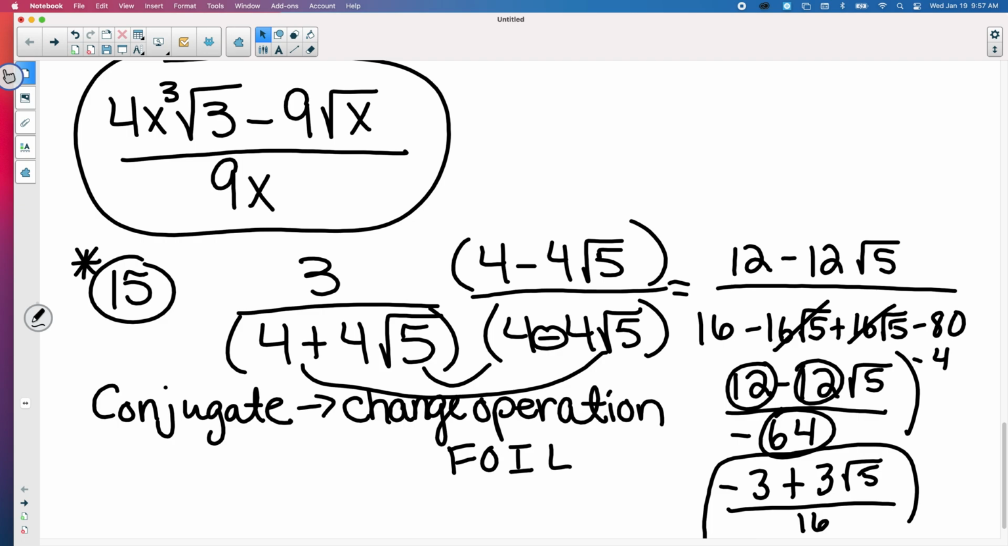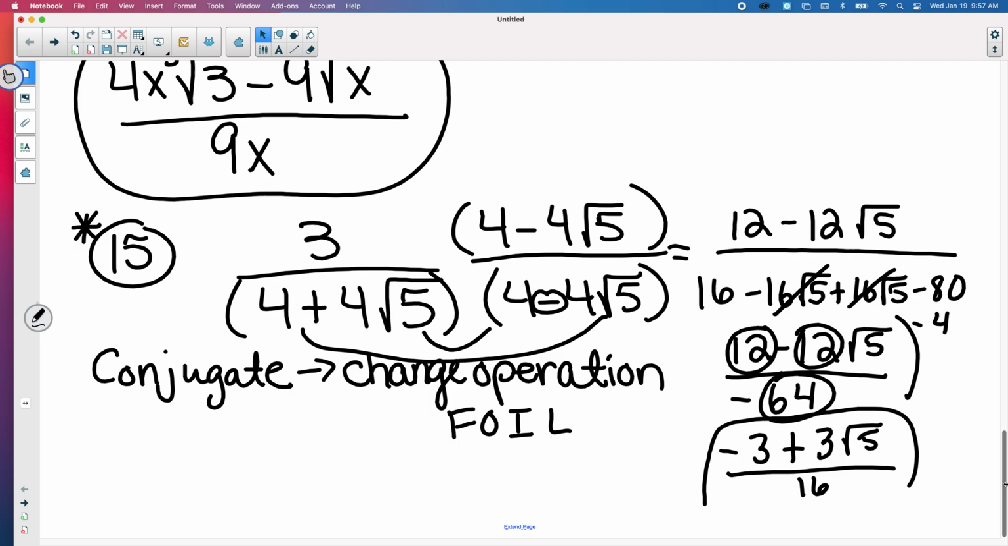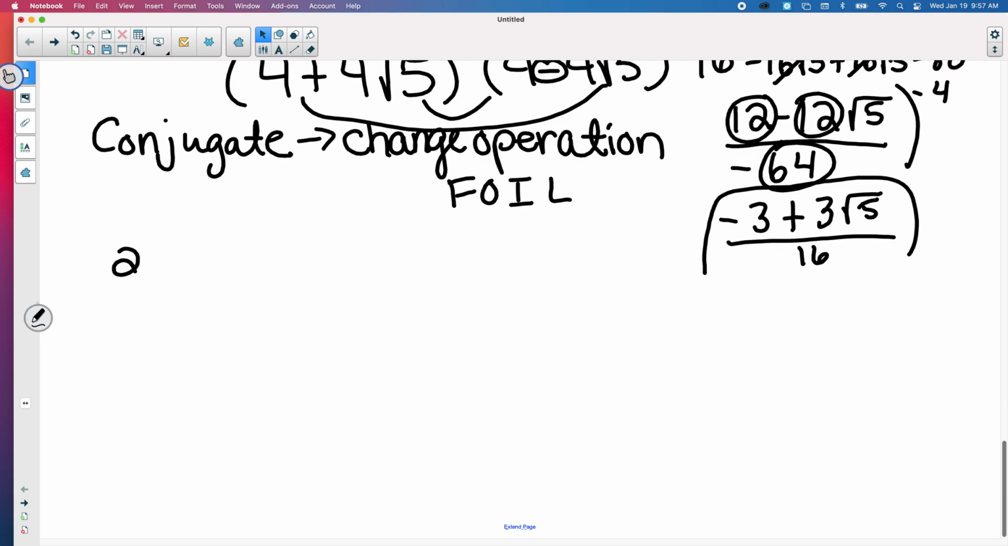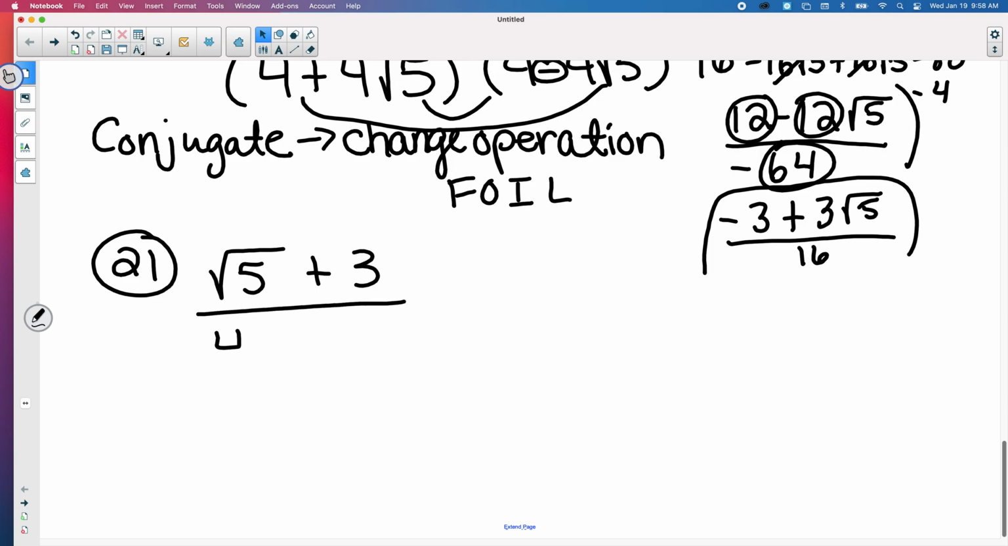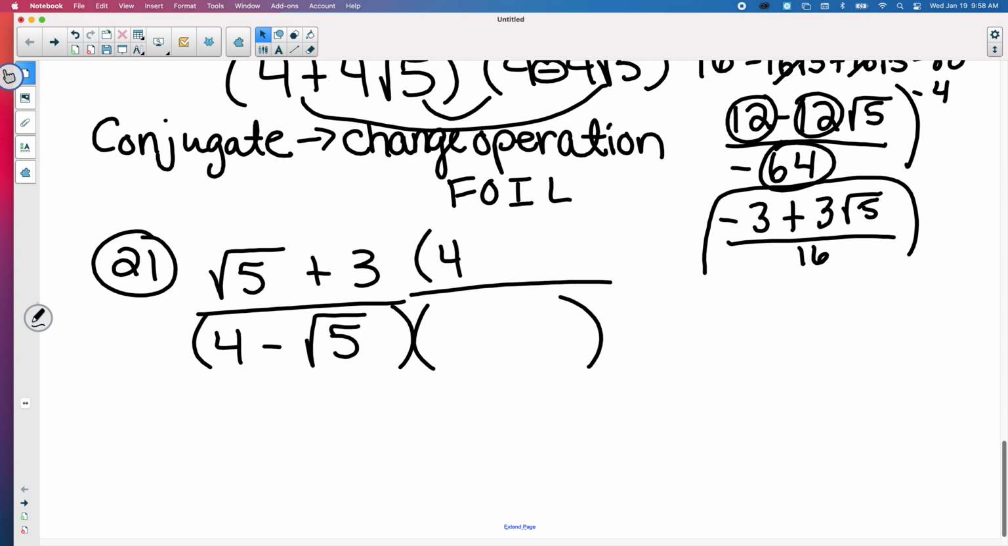Alright, let's have you try one of those. How about 21? Okay, so what is the conjugate of 4 minus radical 5? 4 plus radical 5. Alright, so you're going to multiply top and bottom, and this time you'll have to FOIL on top as well.